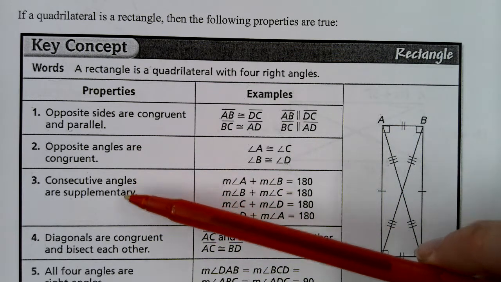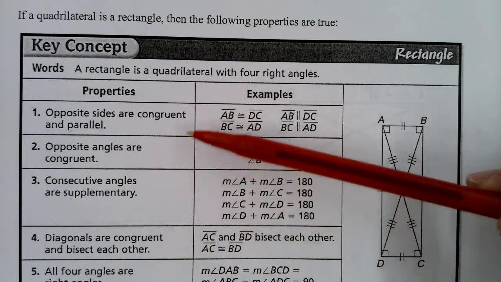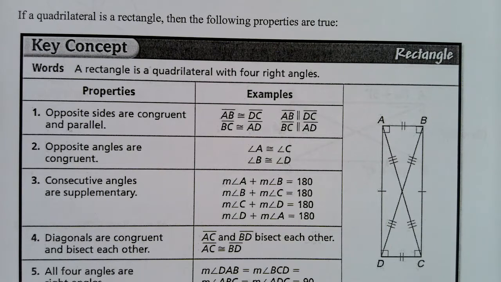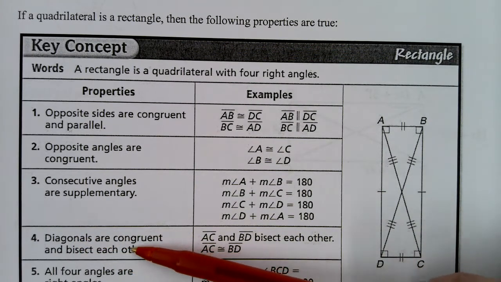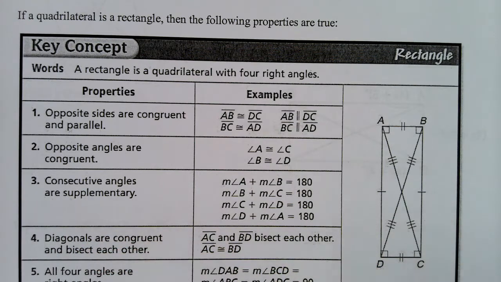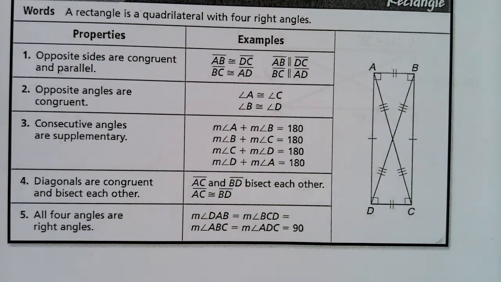The consecutive angles are supplementary. Now, those first three things are true for any parallelogram. But this is not true for any parallelogram. We just talked about this. For a rectangle, the diagonals are congruent and they bisect each other. And all four angles are right angles.